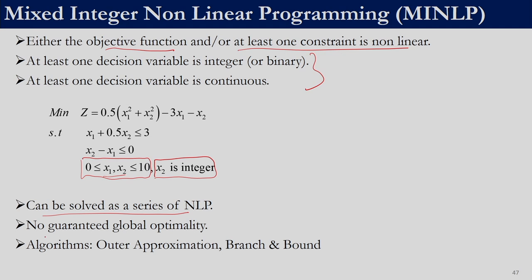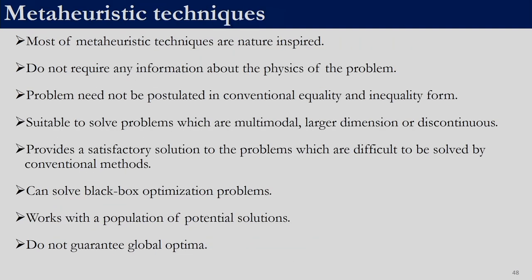So some of the algorithms which are used to solve mixed integer programming problems are outer approximation and branch and bound. The other class of techniques is meta-heuristic techniques. Most of these techniques are nature-inspired. They do not require any information about the physics of the problem. So it is more like a black box communication.